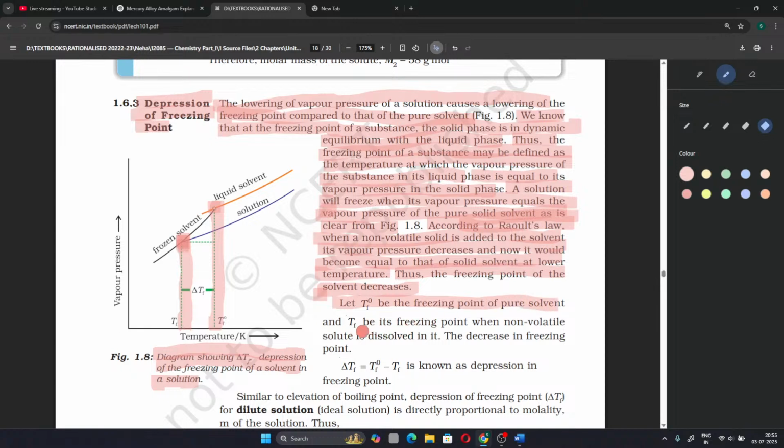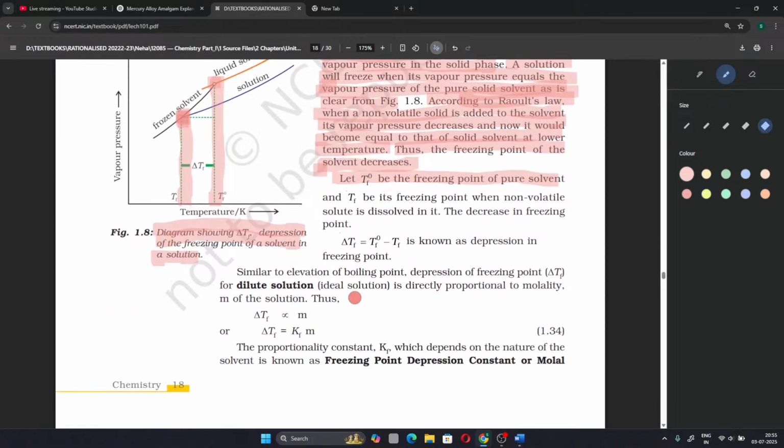Let T naught F be the freezing point of pure solvent. Basically, due to addition of a non-volatile solute, the temperature required to decrease the vapor pressure of the liquid until it equals its solid's vapor pressure is less than normal. Because of that, the freezing point is decreasing.